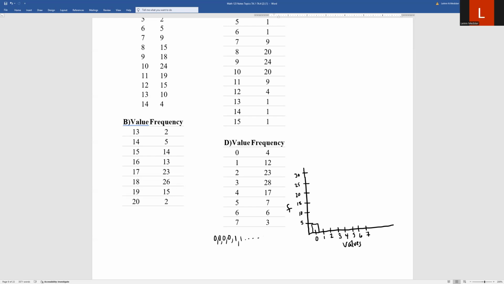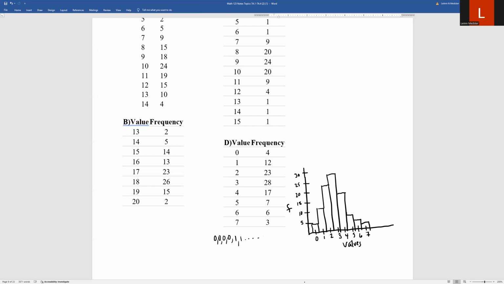But that's a height of 4. 1 needs to be about 12. So a little less than halfway between 10 and 15. Okay. 2 needs to go all the way up to 23. So that's a little more than halfway between 20 and 25. 3 needs to go to 28. So that's a little over half between 25 and 30. And then 4 needs to go to 17, about right here. And 5 needs to go to 7. So I'm just roughly estimating the height of each of these bars. 6 needs to go to 6, so that's just a little bit above 5. And 7 needs to go to about 3.